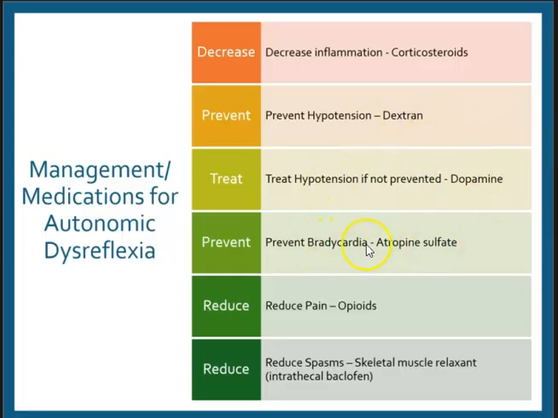Prevent bradycardia. So they have hypertension, they have bradycardia. We're going to give atropine to increase their heart rate. Reduce pain, opioids. The opioids will also help reduce their blood pressure and reduce spasms. So you can give them like baclofen, skeletal muscle relaxant.